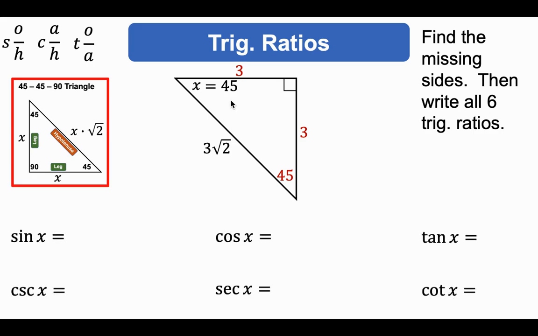There's going to be quite a bit of simplifying going on here, but the concept itself should not be that hard. So sine of x is opposite over hypotenuse, so it's 3 over 3 square root of 2. I can see that I have a 3 on top and bottom, so 3 divided by 3 is a 1.